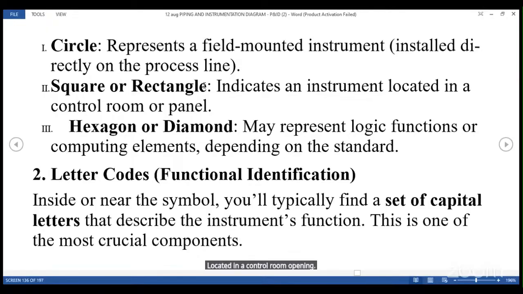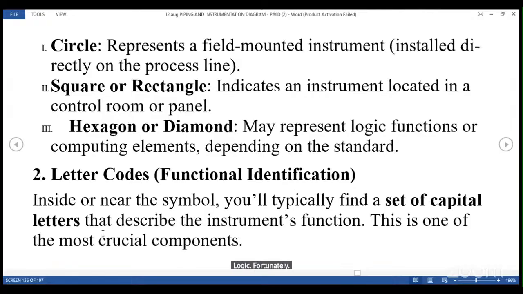Hexagon or diamond. There's a rectangle, that is a rectangle standing on its tip instead of standing flat. That is a hexagon or diamond. It may represent logic functions or functional integration.